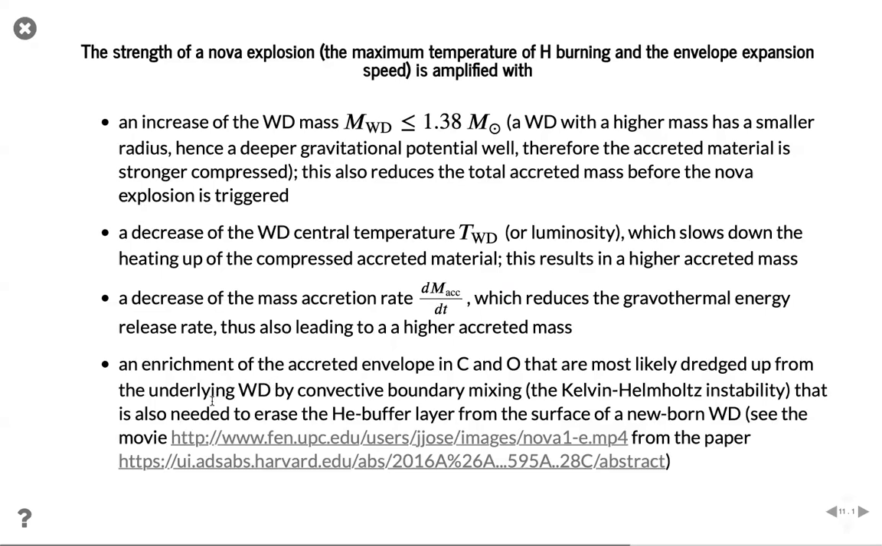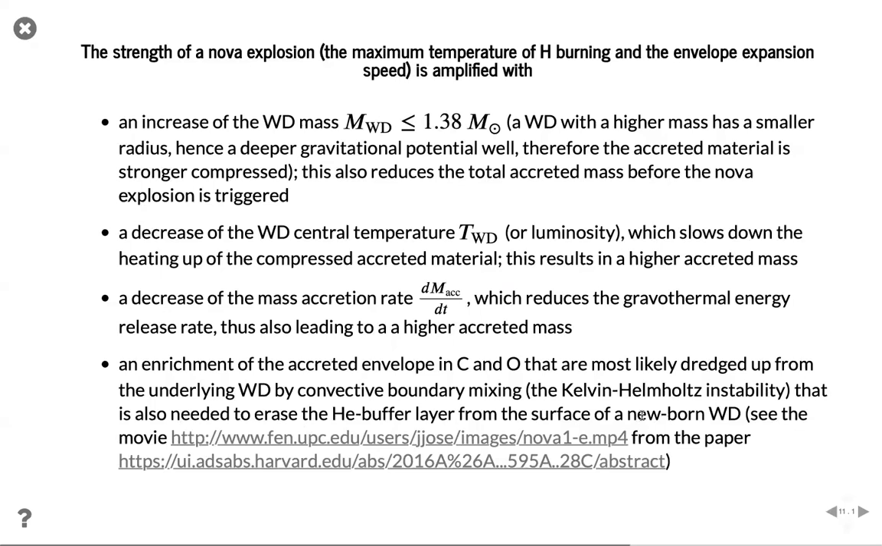And finally, the fourth factor that can increase the strength of a nova explosion is an enrichment of the accreted hydrogen-rich envelope in carbon and oxygen. I already mentioned that this material is most likely dredged up or mixed from the underlying white dwarf by convective boundary mixing, the Kelvin-Helmholtz instability. That is also needed to erase the helium buffer layer from the surface of a newborn white dwarf.